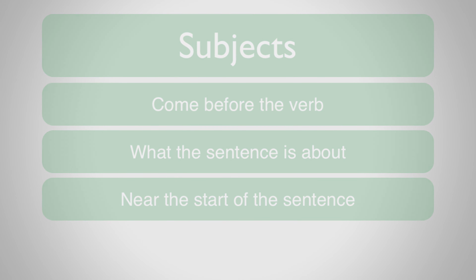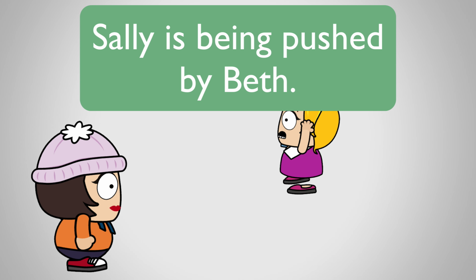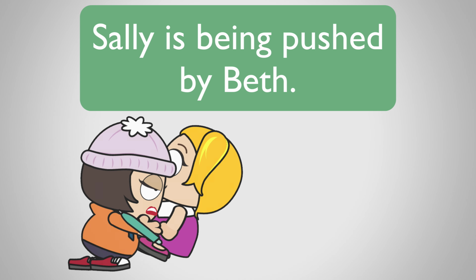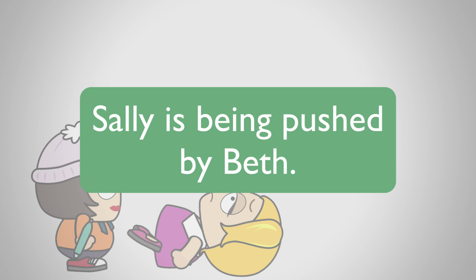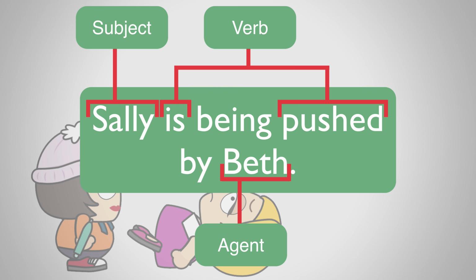Take a look at this example. Sally is being pushed by Beth. This one's a bit trickier. Let's start by working out what is being done. Pushing, that's the action. So is pushed is the verb. Now let's look at the words that come before the verb to see if we can identify the subject. Sally is clearly the subject of the verb. Now, is she also the agent? Is she the one who did the pushing? Well, no. In this sentence, Beth is the agent and Sally is the subject.